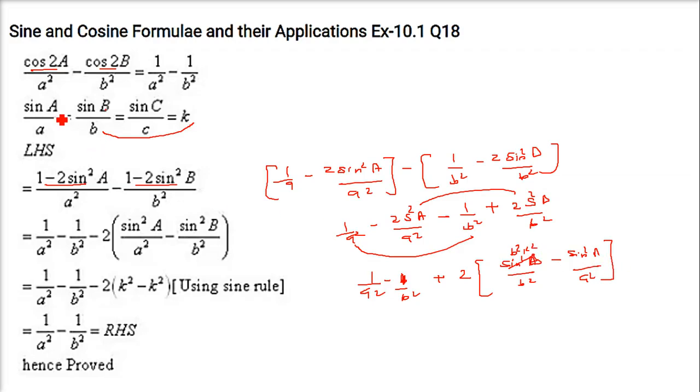Sine square a is what? Sine square a is a into k, that is whole square, a square k square, right? Now a square cancels, b square gets cancelled. Now k square minus k square will remain, that will be 0. So 2 into 0 will be 0. So this goes off. Only 1 by a square minus 1 by b square remains.